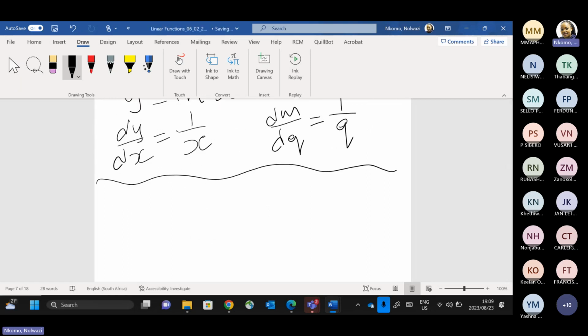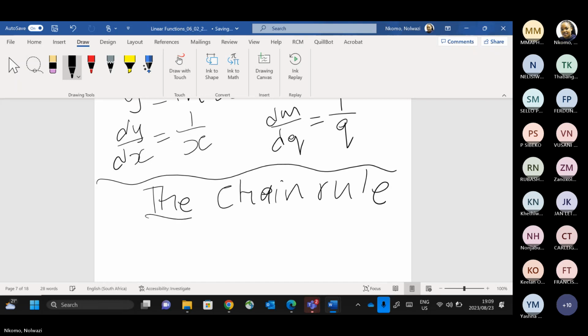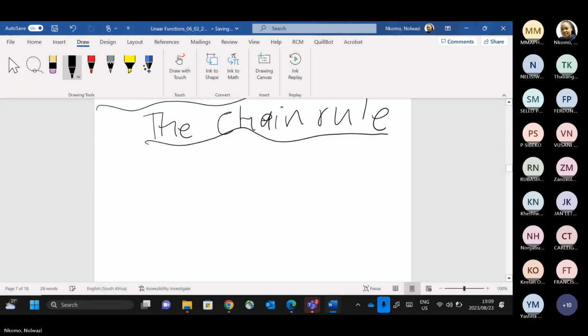Let's move on to another rule, which is the chain rule. The question would be, where do we apply this rule? You can only apply this rule to a composite function. Sometimes the composite function is called a function of a function, or an inner and outer function.